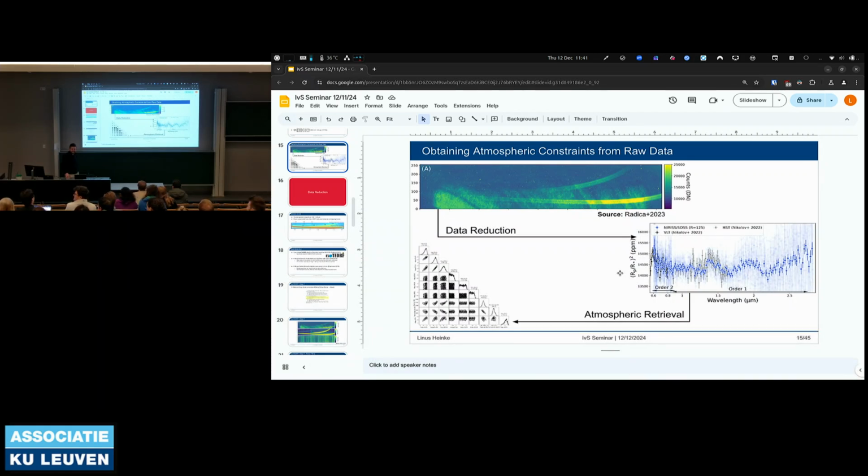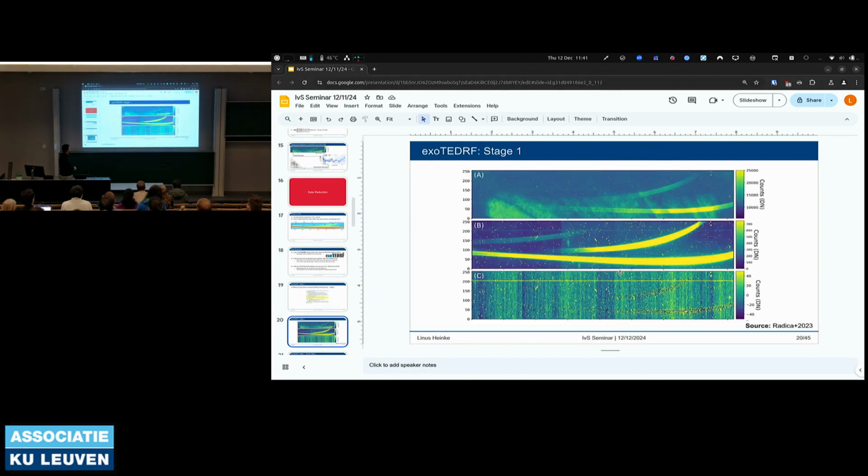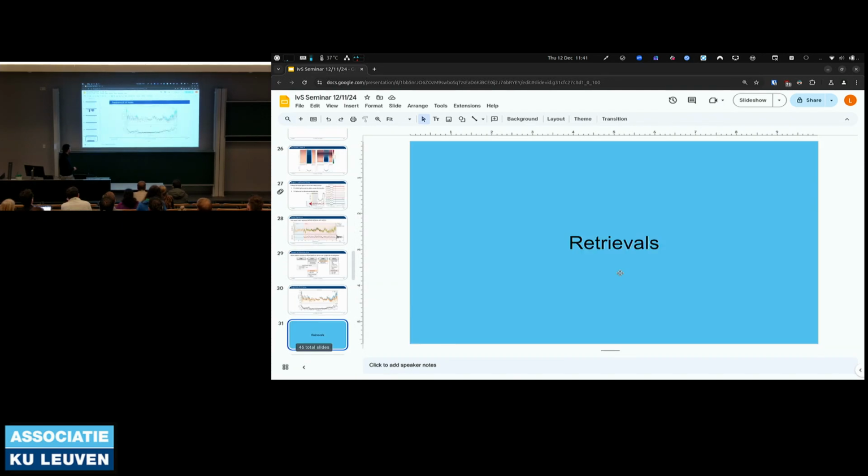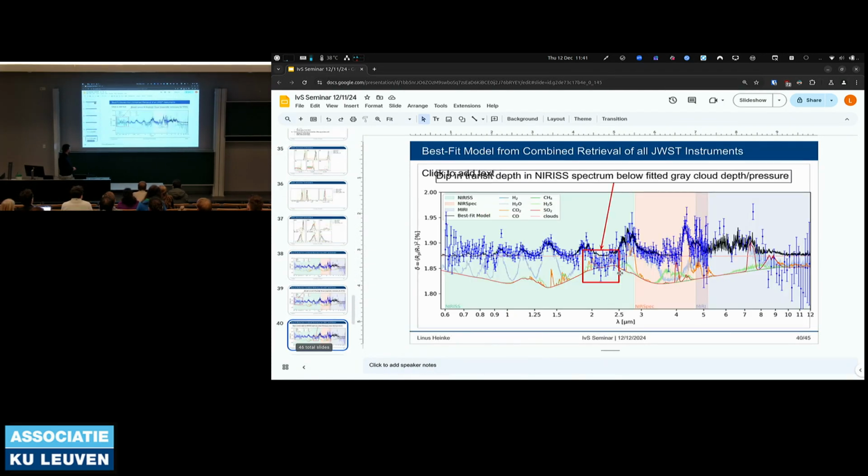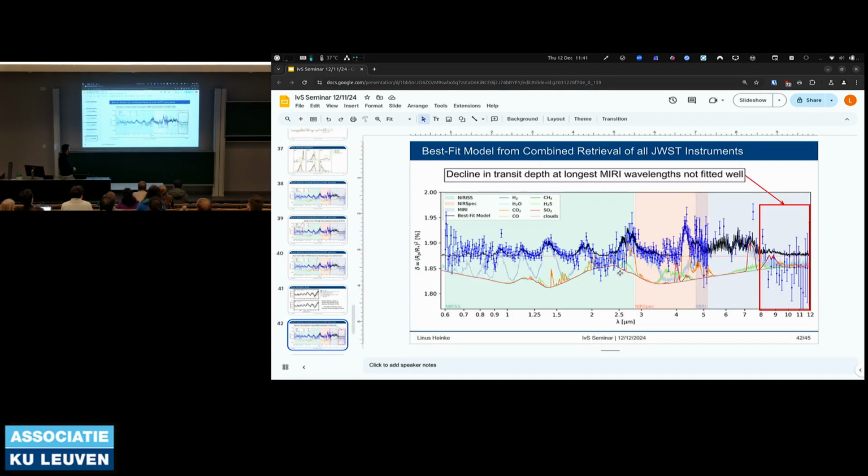I have a shorter question. Slide 42, I think that shows one of the spectra. You mentioned the Rayleigh scattering slope, but it doesn't seem like that's really fitted for. No, it's not. Okay. Have you tried including that and seeing if that changes things?